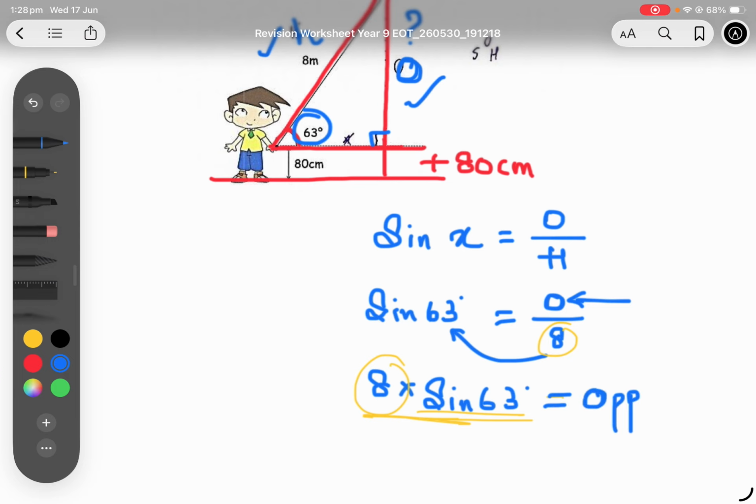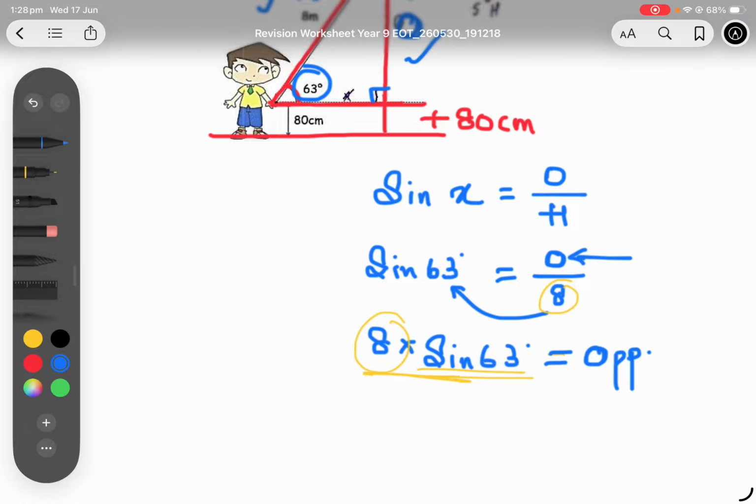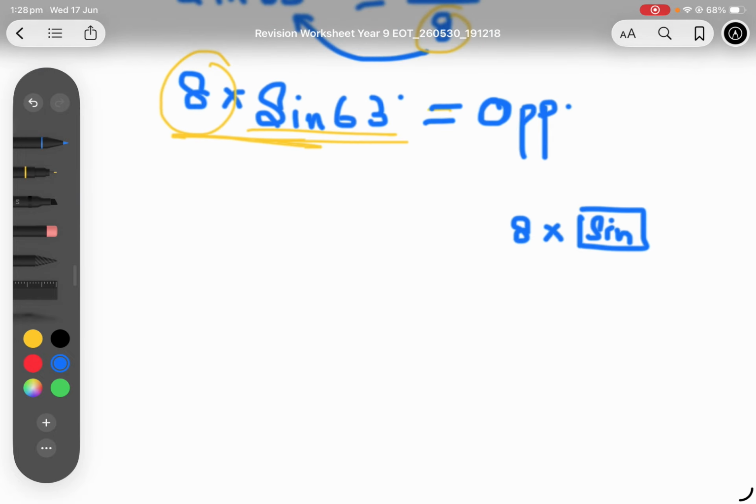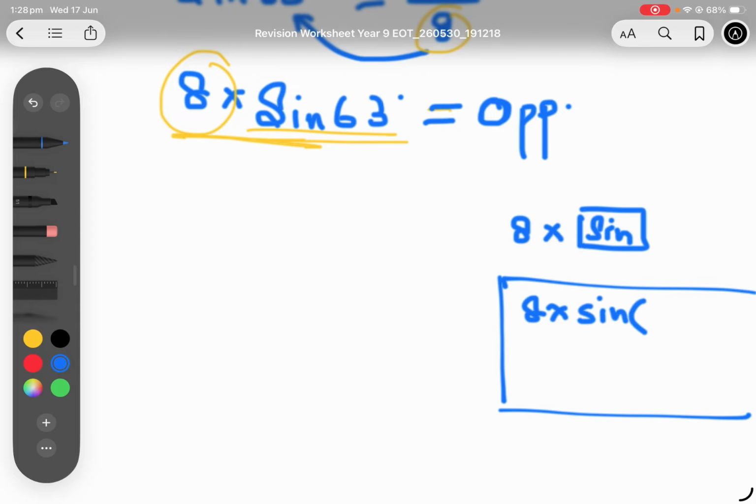So 8 times sine 63, in the calculator, how will you put it? You will press the 8, then the multiplication sign, then the sine button, and when you do that, it opens like this in the calculator. You will put your 63 here. Then close the bracket and press equal to. So this would give you the answer.